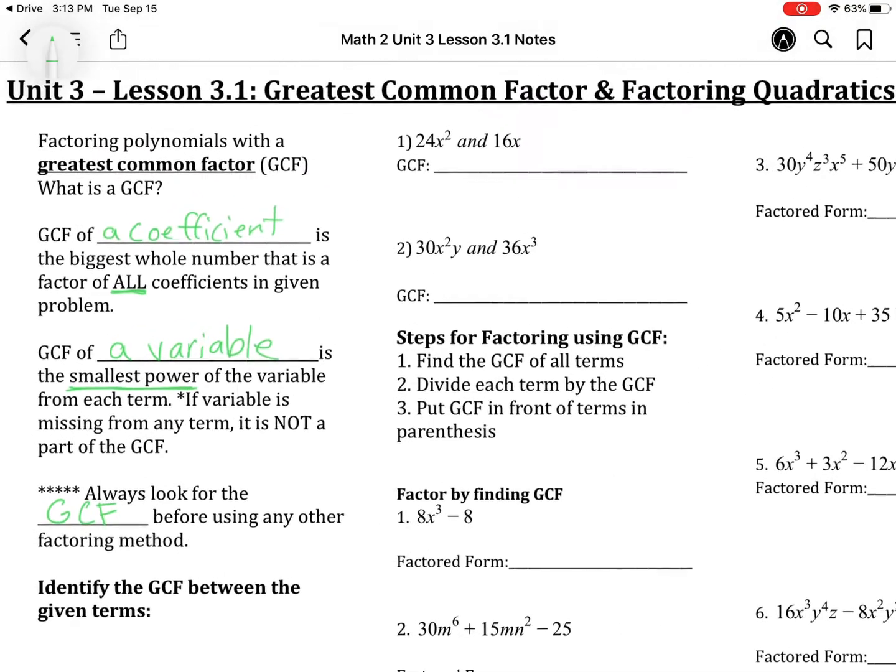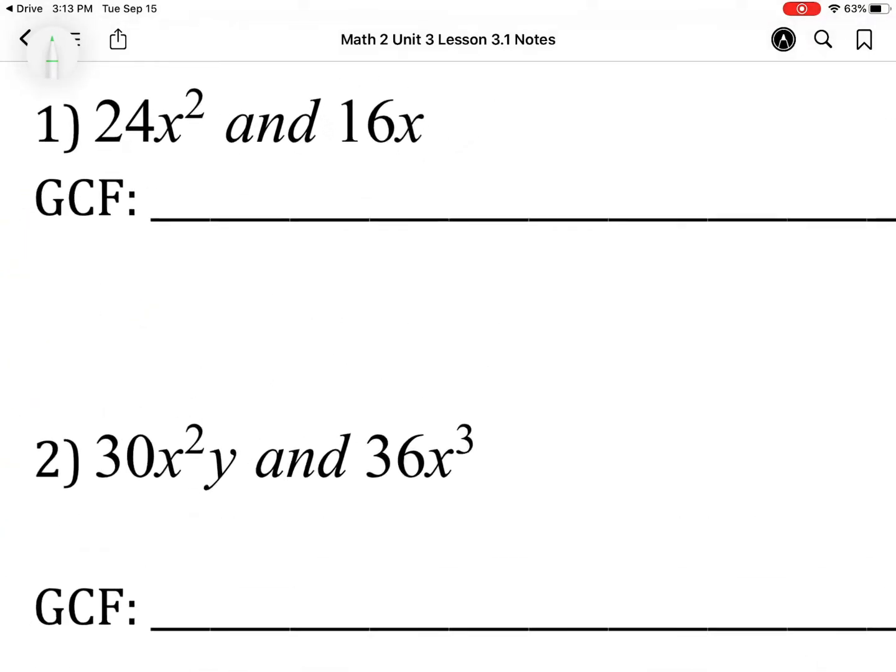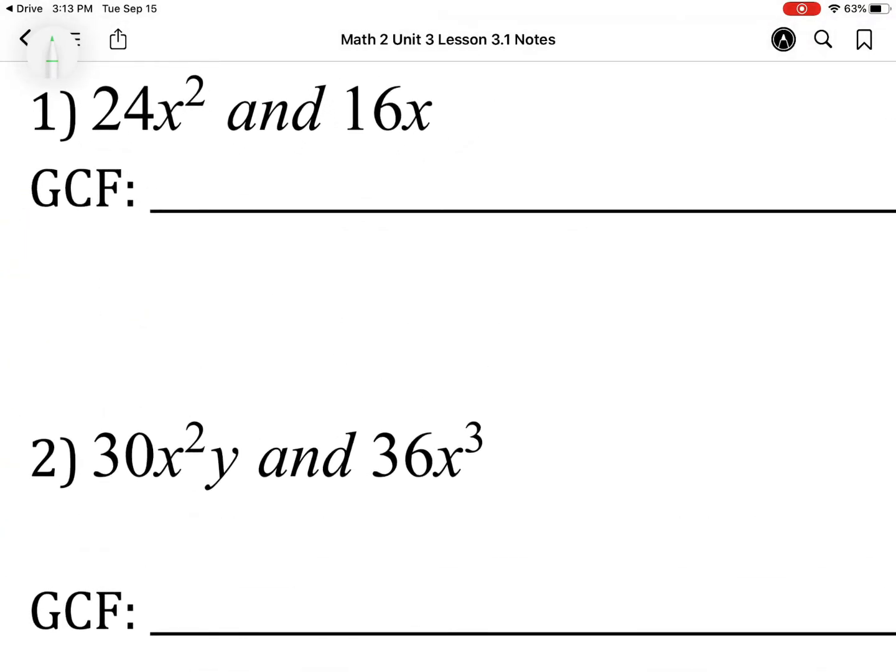So in these first two, we're going to identify the GCF. Now, some of you can go ahead and say, all right, we have 24 and 16. The greatest number that can go into both, just like our GCF, greatest common factor, is 8. Now, for the people that can't visualize this, you can do your factor tree, kind of like we did for our radicals. So we're going to have our 24.